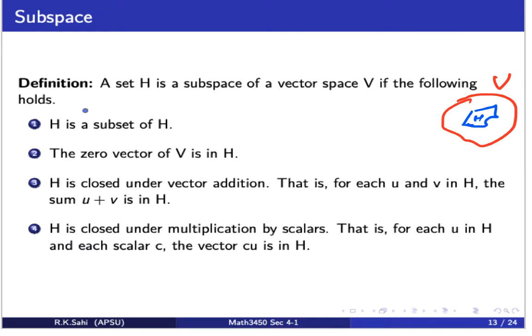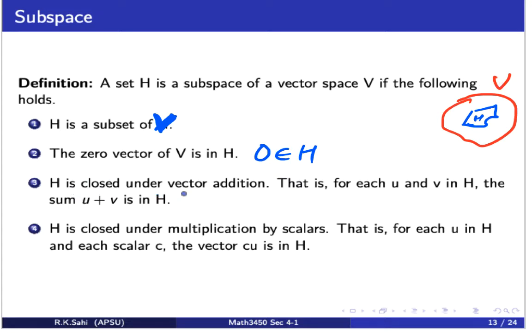So let's look at the definition now. We say a set H is a subspace of a vector space V if the following holds. First, H is a subset of V. Sorry guys, that's a typo. The second property needed is that the zero vector of the bigger set, that is V for us, is in H. In simple words, the zero vector, denoted by this big zero here, belongs to H. And this zero has to come from this capital V.